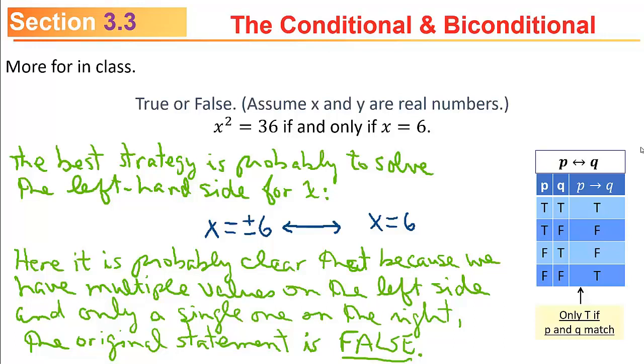So it's a little tricky, but when you get multiple values on one side and only one value on the other side, it's always going to be true that they might not match. So in that case, that statement would be false.